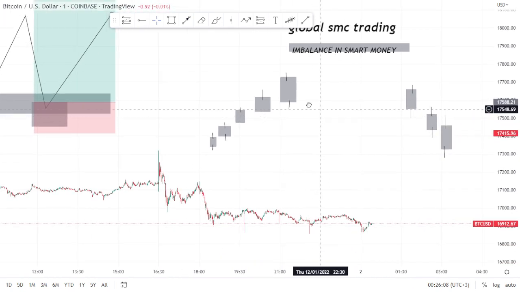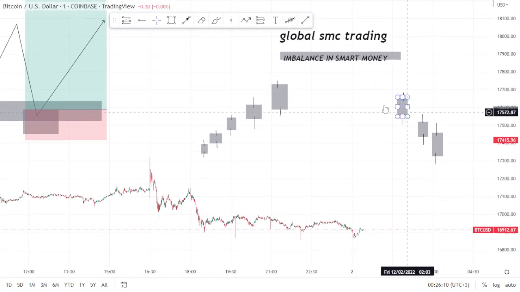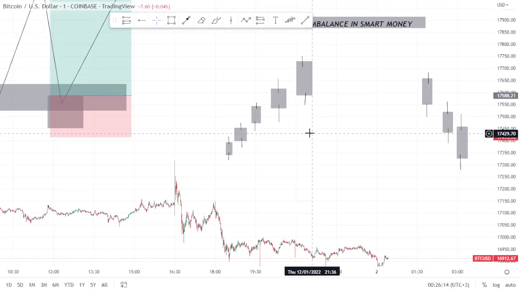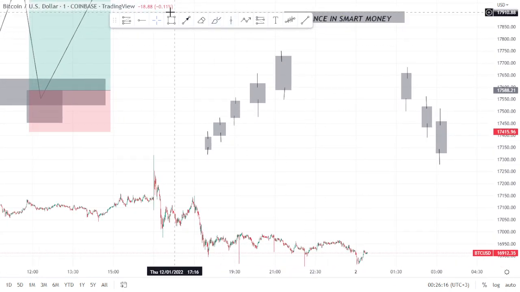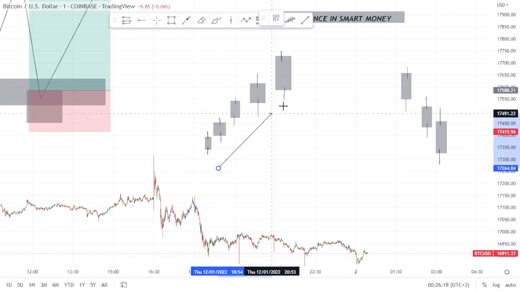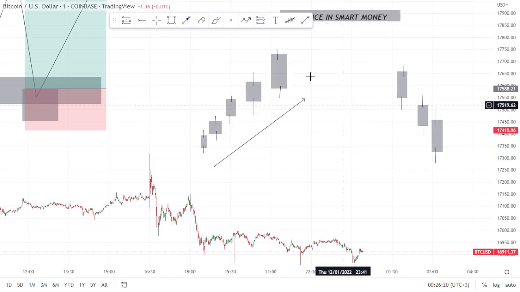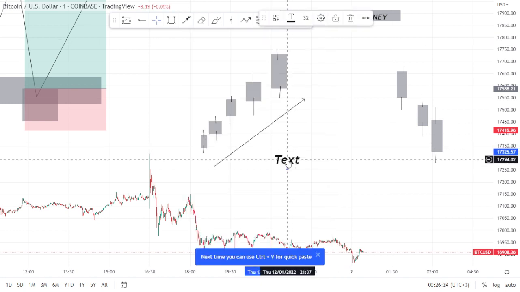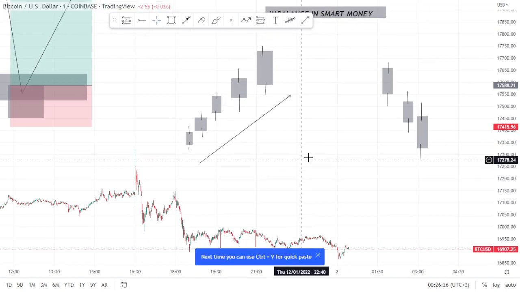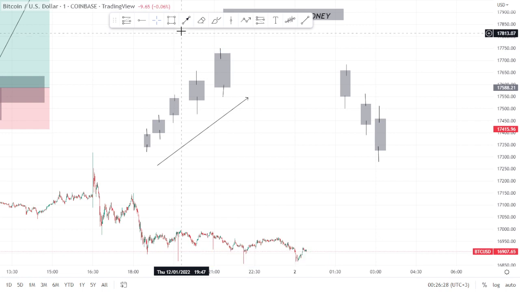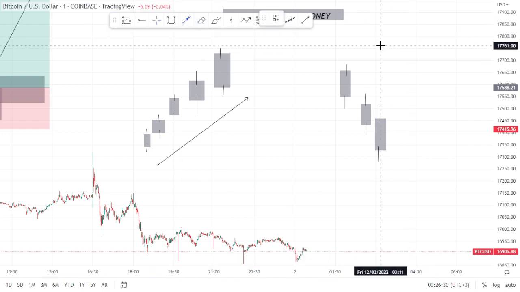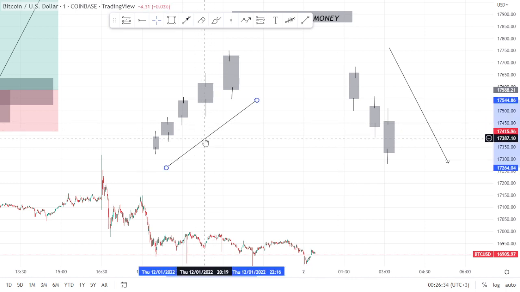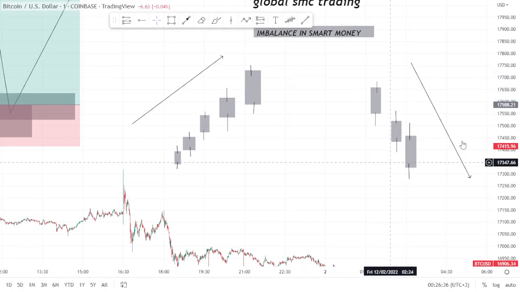So what do we mean by imbalance in Forex trading or in smart money? We are talking about the candlestick. Just assume that this right here is an uptrend. Let me just leave it like this. This is an uptrend, just see the arrows. Then this one is a downtrend.